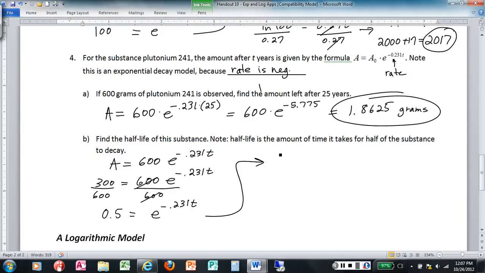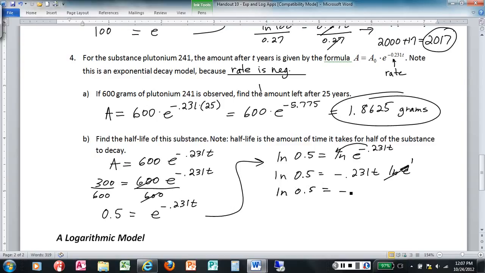Now what? I'll take the ln on both sides. ln of 0.5, ln of e to the negative 0.231t. The negative 0.231 comes out front, so I can do that in logarithms. ln of e, well, that's always a good one to have. That's 1, so I just have the ln of 0.5 equals negative 0.231t. To solve for t, all I have to do is divide by negative 0.231, and that'll give me my time. So ln of 0.5 divided by negative 0.231.